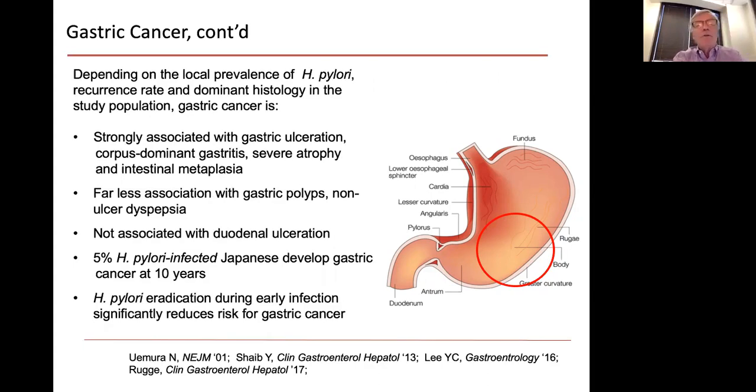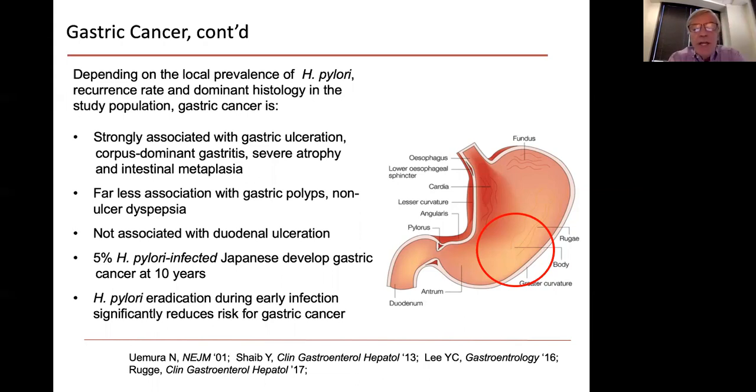Other important features of gastric cancer include the following, and it's of course important to recognize that features of cancer depend on the local prevalence of H. pylori, the recurrence rate, and the dominant histology in the study population. Nevertheless, gastric cancer, just to summarize, is strongly associated with gastric ulcer, corpus dominant gastritis, severe atrophy, and intestinal metaplasia. It's far less common to be associated with gastric polyps and non-ulcer dyspepsia. Also, it's very uncommonly associated with duodenal ulcer.